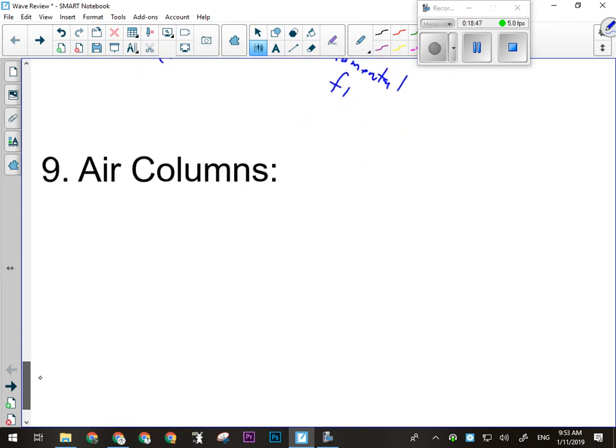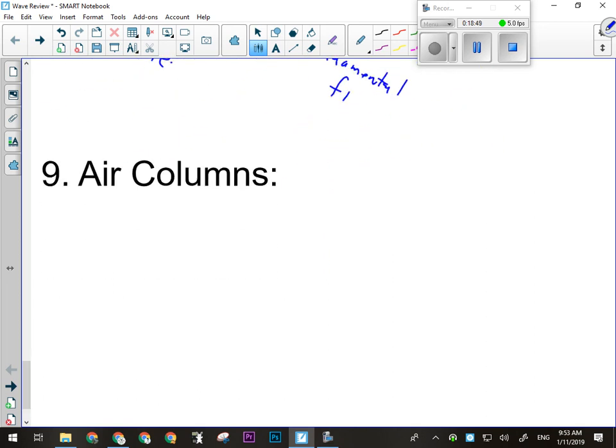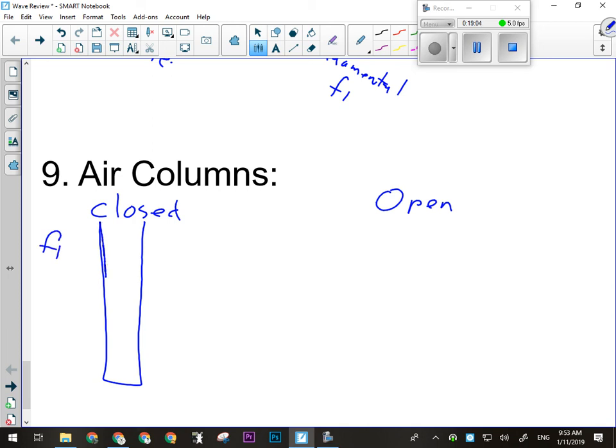Okay, and then we talked about air columns, which are just standing waves, but they're standing sound waves. Remember we talked about closed air columns and open air columns. In a closed air column, only one end is open. And at F1, this is the waveform that's in the tube. How many wavelengths is that? 1/4, which is where this formula comes from. Lambda equals 4 times the length of the column.